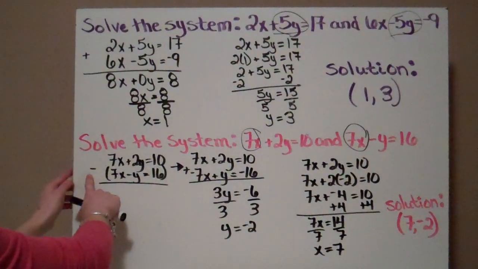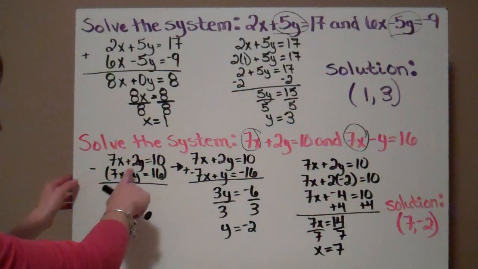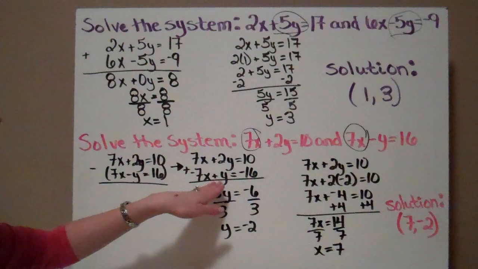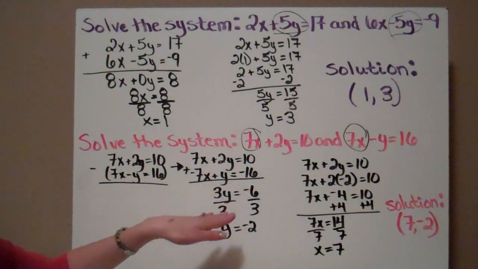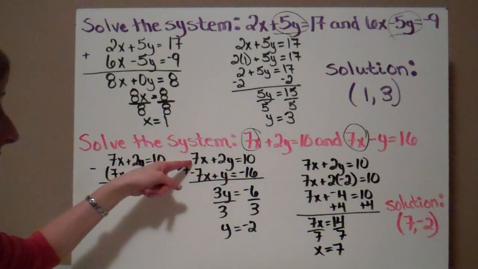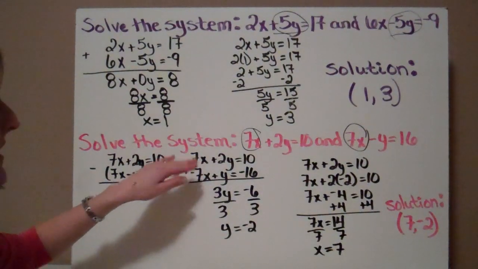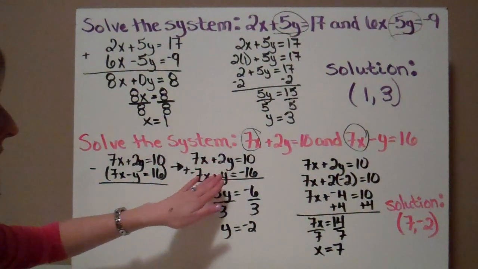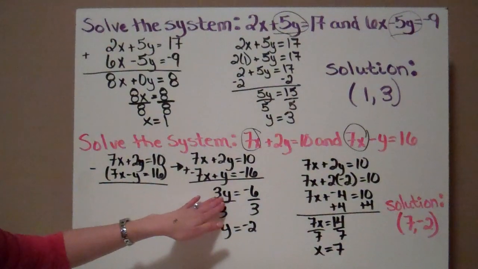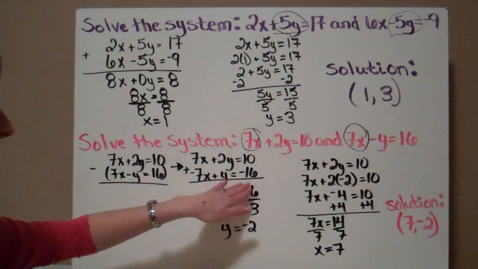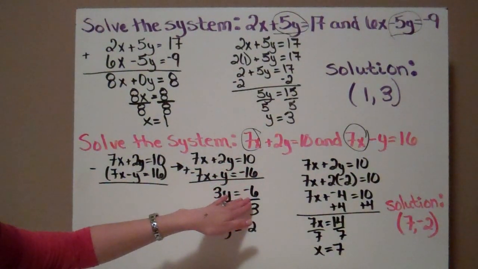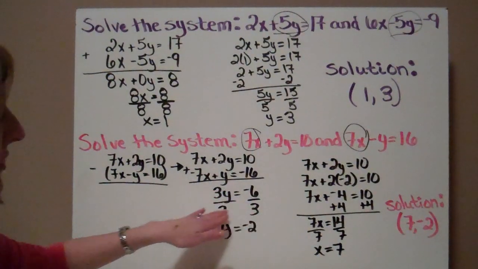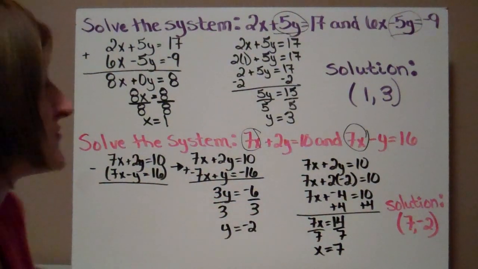So remember, I distribute my minus to each one of these in here to get negative 7x plus y equals negative 16. Okay, so 7x plus negative 7x, that goes away. 2y plus y gives me 3y. And 10 plus negative 16 gives me negative 6. I'm going to divide each side by 3 to get y equal negative 2.